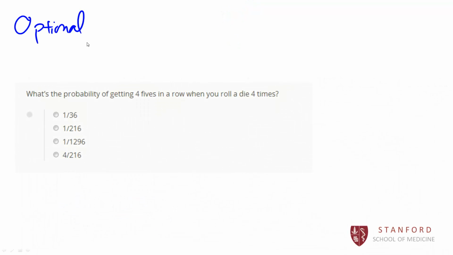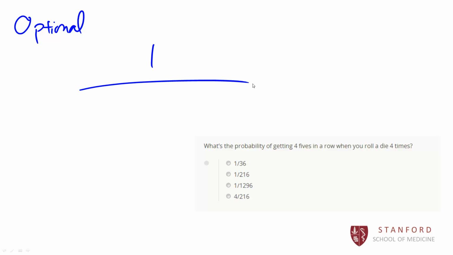This question reads, what's the probability of getting 4 5s in a row when you roll a die 4 times? Okay, so the thought process is that there's only one way to get 4 5s. So that's going to be in the numerator. In the denominator, you want to have the total number of outcomes. And because each die has 6 faces, you have 6 choices each time. Of course, you're going to roll that die 4 times. So it's going to be 1 over 6 raised to the 4, or 1 over 1296. So we see that the answer is C.